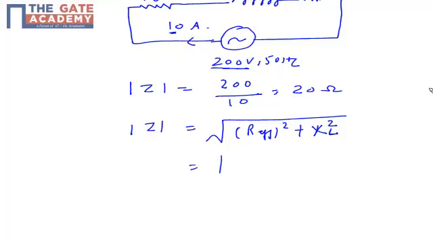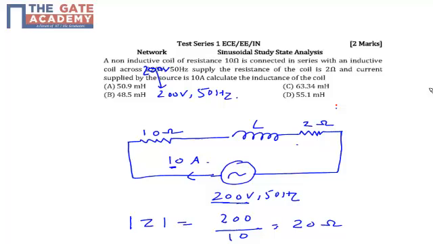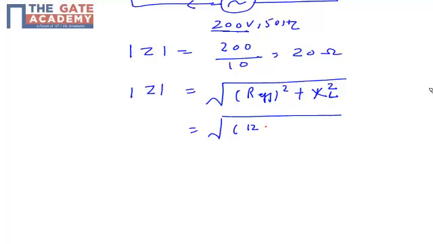In my circuit, the effective resistance will be 10 ohm with the 2 ohm resistance of the inductive coil, so total resistance of the circuit is 12 ohm. So in the formula I will put 12 ohm square plus XL square, and this value is equal to 20. If I solve this equation, I can get the value of XL as 16 ohm.